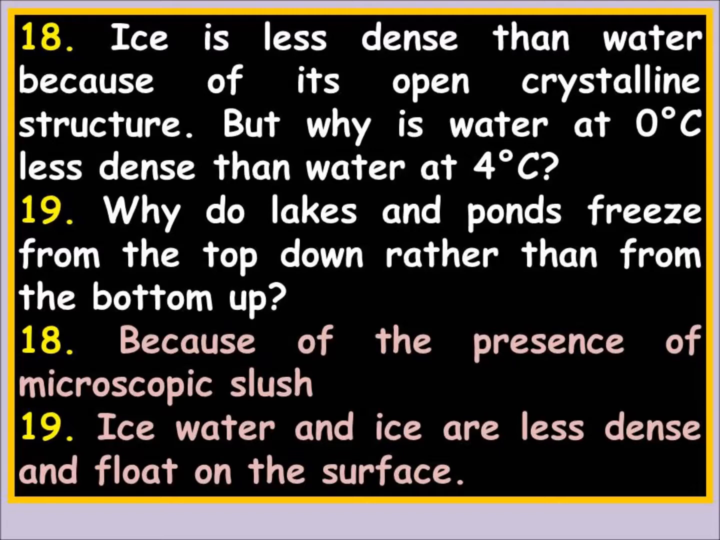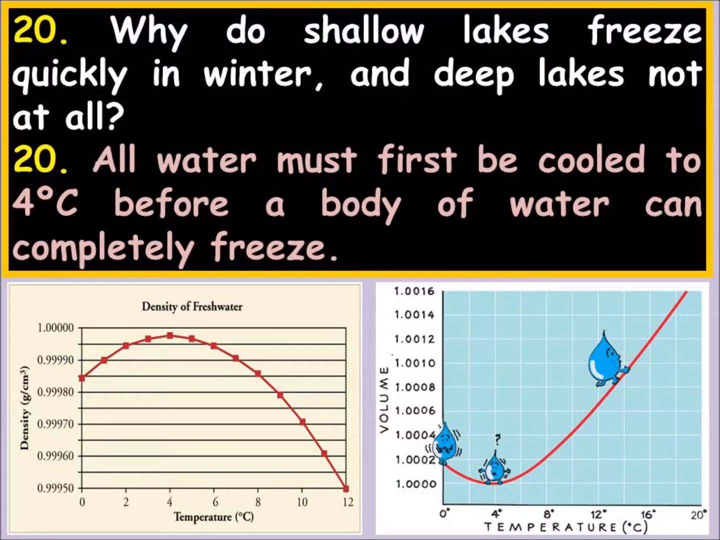Why do lakes and ponds freeze from the top down rather than from the bottom up? Because the ice water and ice are less dense and float on the surface. I'll get a little bit more specific about that in a little bit. Why do shallow lakes freeze quickly in winter and deep lakes not at all?